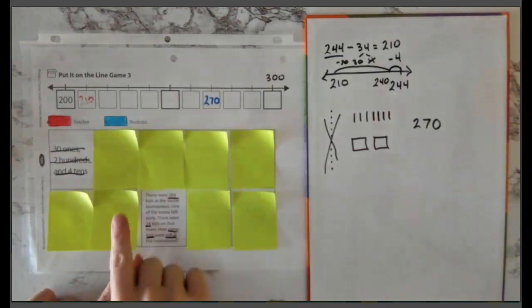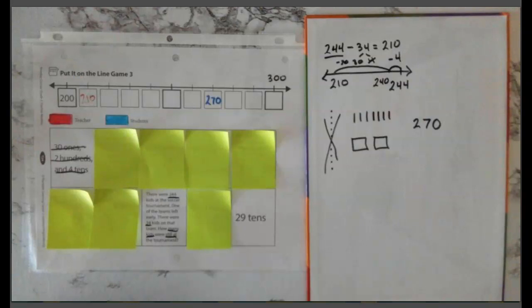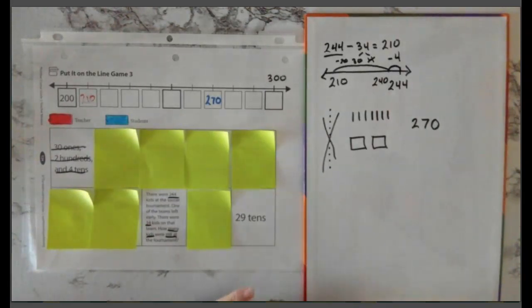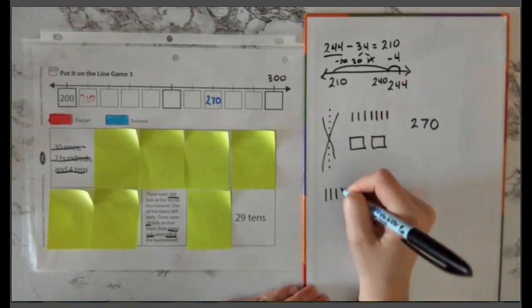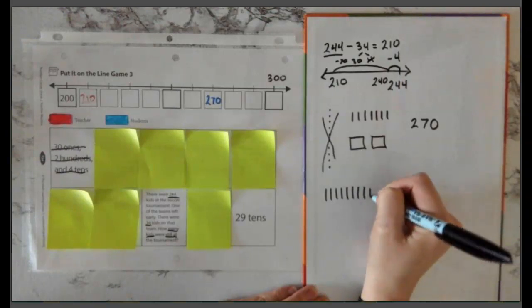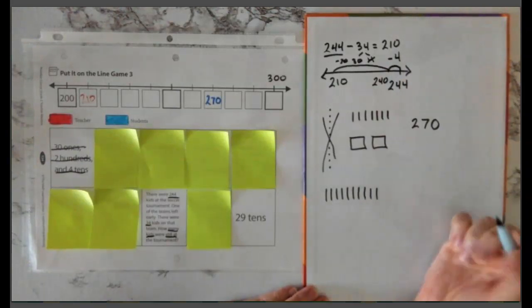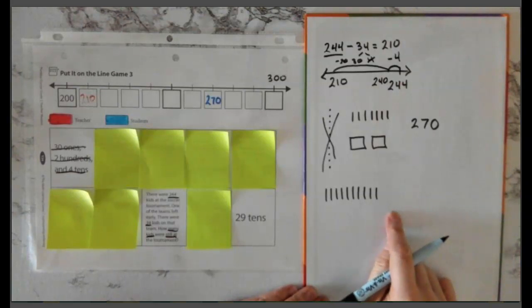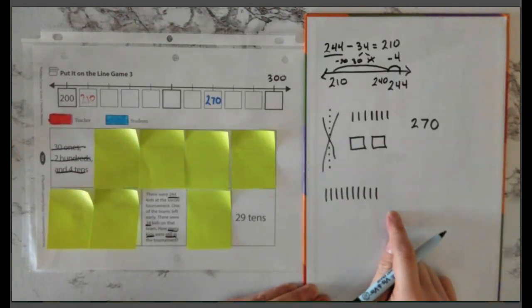My turn again. I'm gonna pick this one on the right. 29 tens. Let's draw our 29 tens on our whiteboard to help us find out what this number will be. All right. 1, 2, 3, 4, 5, 6, 7, 8, 9, 10. Oh, I have to draw 29 tens? That seems like a lot of tens. Is there a faster way I could draw 29 tens? Let's draw them all and see if we can make it easier, because I'm not quite sure yet.